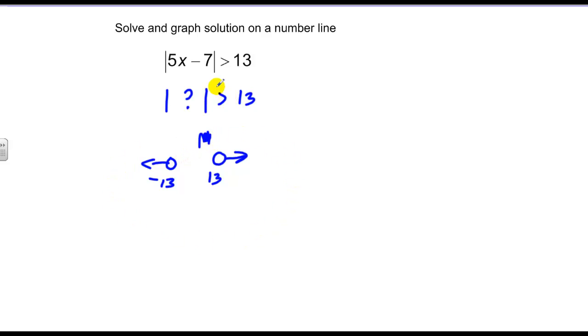So whatever is in here has to be greater than 13, and it's got to be greater than or less than negative 13. And since it's greater, we're using an OR. So in this case, whatever's inside, which is my 5x minus 7, is greater than 13, and my 5x minus 7 is going to be less than negative 13. So I have two equations that I'm going to solve.